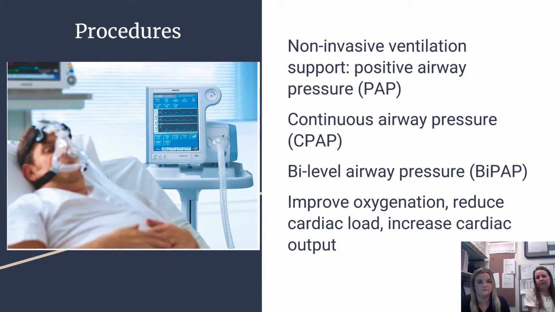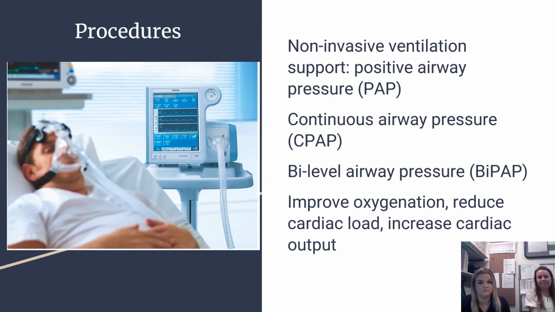In the hospital on my unit, we often use a BiPAP for acute exacerbations. As you can see in the picture there, that's exactly the type of BiPAP we use, and it's giving them pressure support as well as oxygenation. They can turn up what's called the FiO2 to give them more oxygen if they happen to be desaturating from the oxygenated blood not getting to the rest of the body properly. So it improves their oxygenation, will help reduce the cardiac load, and will increase cardiac output to help patients breathe properly.